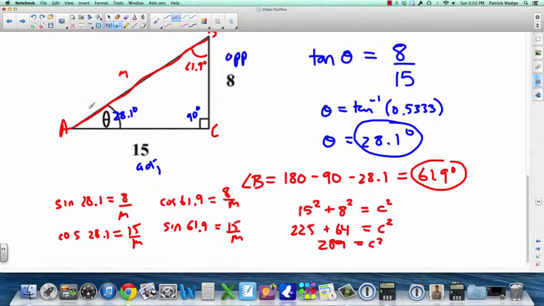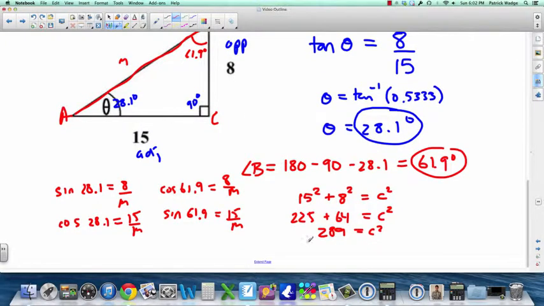Is that how much that side is? No way. There's no way it could be 8, 15, and 289. What's the last thing you do in every single one of these questions? You always take the square root. So if you take the square root of 289, it works out perfectly. You get 17 as your final answer.